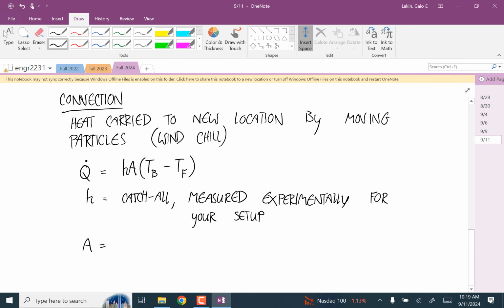A is not the total. Remember with radiation, A was the surface area of the object. This is the surface area that's exposed to the fluid. So if half of the object is buried underground, you're only dealing with the surface area that the fluid is flowing over. So this is the surface area that's exposed to the fluid.